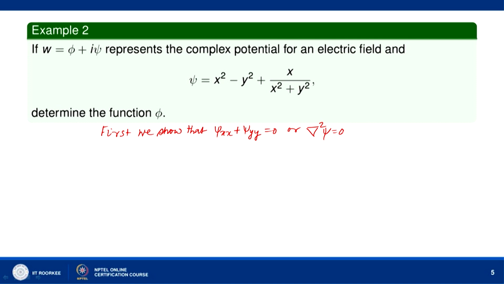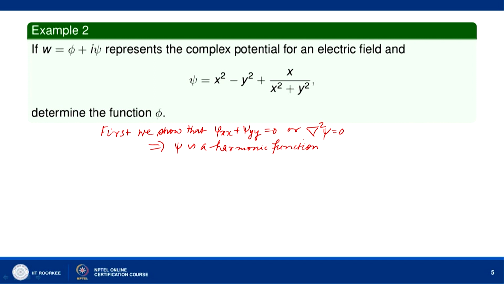Now, psi can be differentiated an infinite number of times with respect to x and y. So, the second order partial derivatives of psi are continuous functions of x and y, and therefore, psi is a harmonic function of x and y.